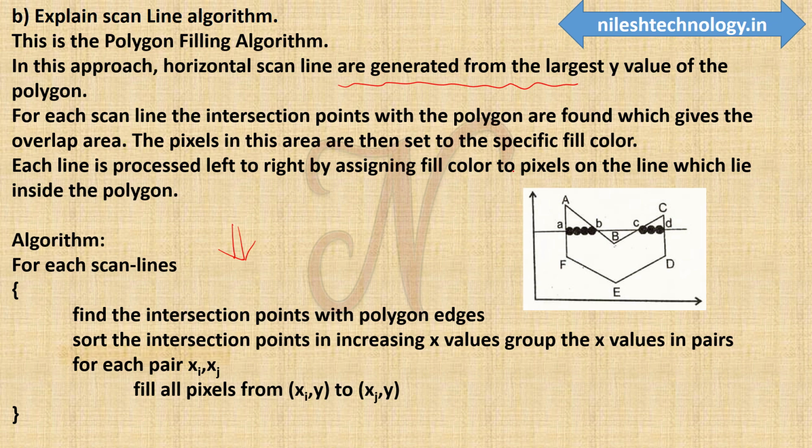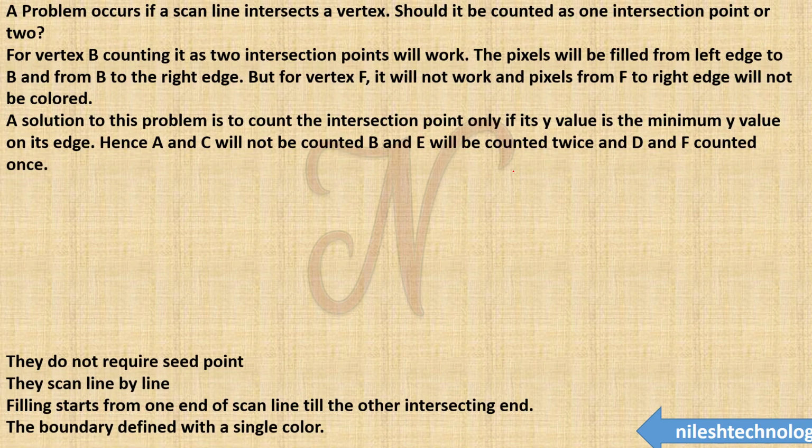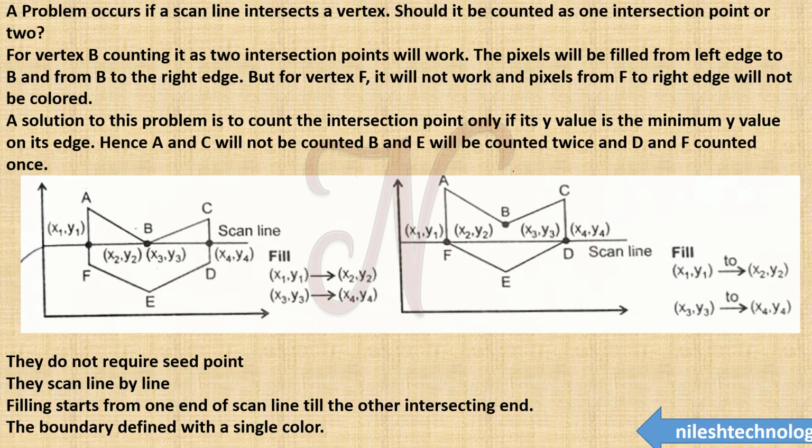There are some problems. A problem occurs if a scan line intersects a vertex. Should it be counted as one intersection point or two? If you consider this diagram, the intersection points here are 1, 2, 3 and here the intersection count is 2.